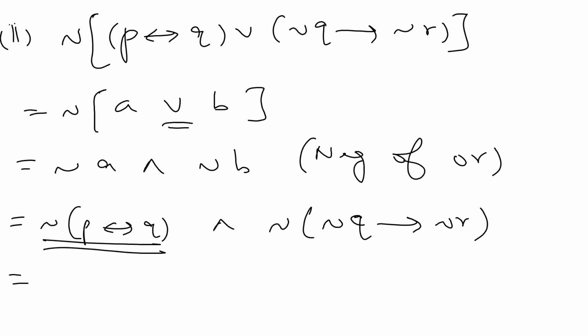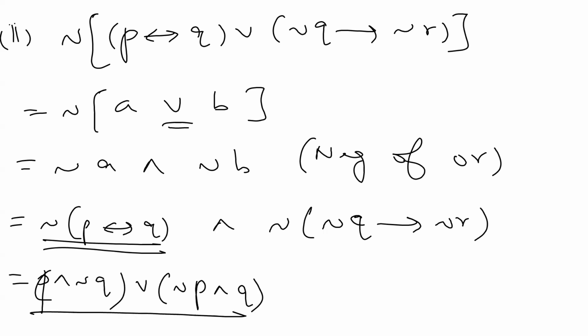Negation of double implication. P and negation Q or negation P and Q. इसका meaning. And now this is very critical. This is implication. So in implication, what happens? Negation of implication में क्या होता है?